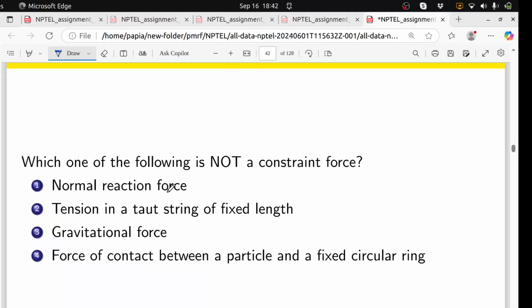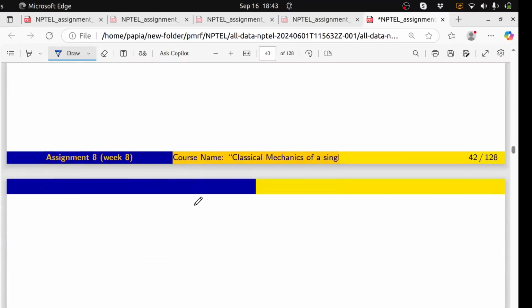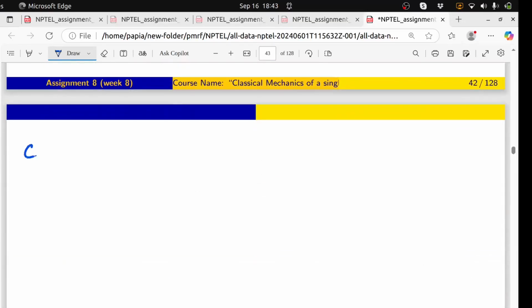Which of the following is not a constraint force? Right? Okay. So which is basically a constraint force and which is not a constraint force? This we can tell. Okay. Right here, which is a constraint force. What is the definition of constraint force basically, right?